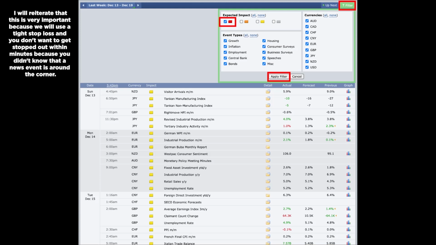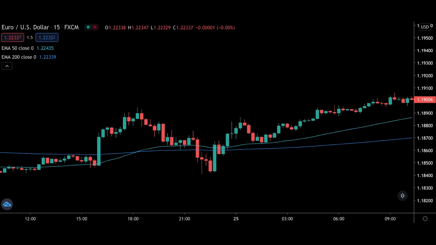Again, I will reiterate that this is very important because we will use a tight stop loss and you don't want to get stopped out within minutes because you didn't know that a news event is around the corner. So that's step number 1.